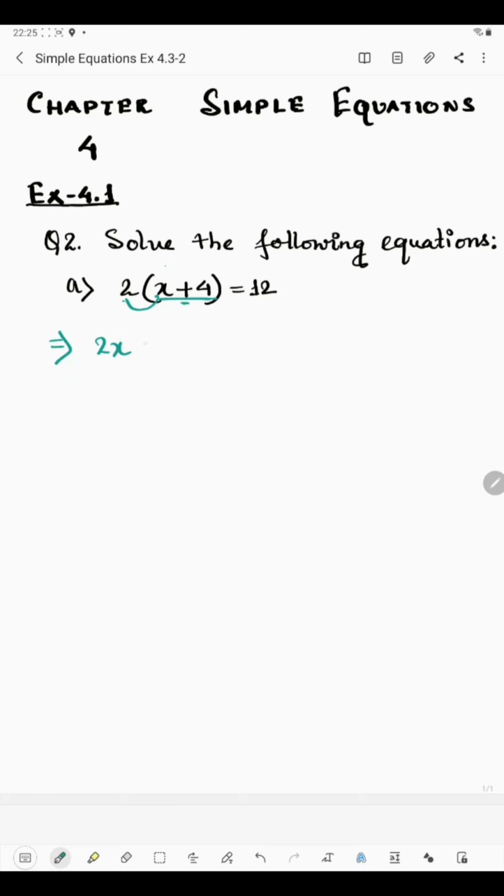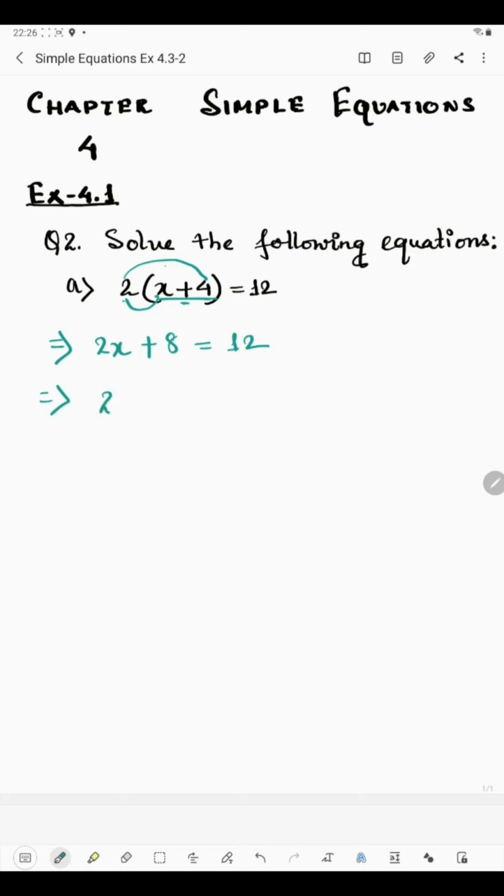Then we have a plus sign. Then 2 is multiplied by the other number also, meaning the number which is present inside the bracket. All the numbers will be multiplied by the number which is outside the bracket. Since two numbers are present inside the bracket, 2 is multiplied by x at first and then will be multiplied by the next number. So 2 multiplied by 4 is 8, which is equal to 12.